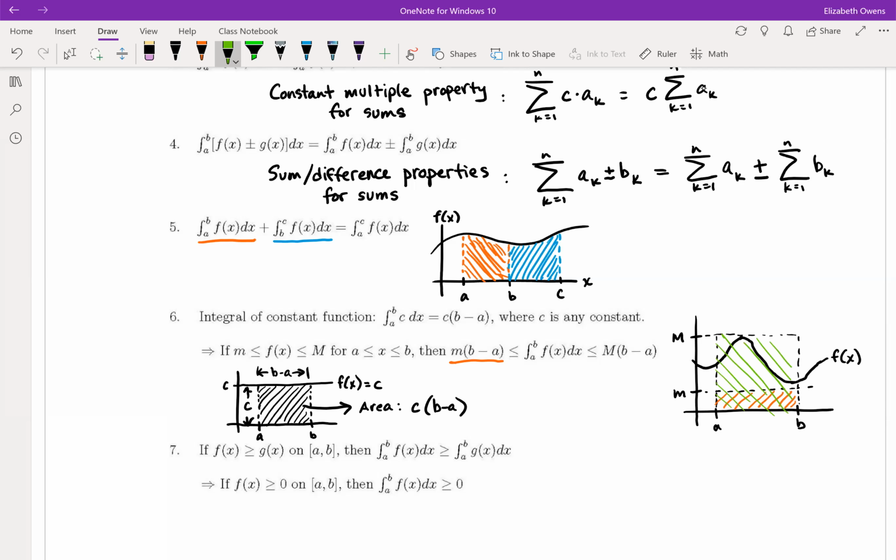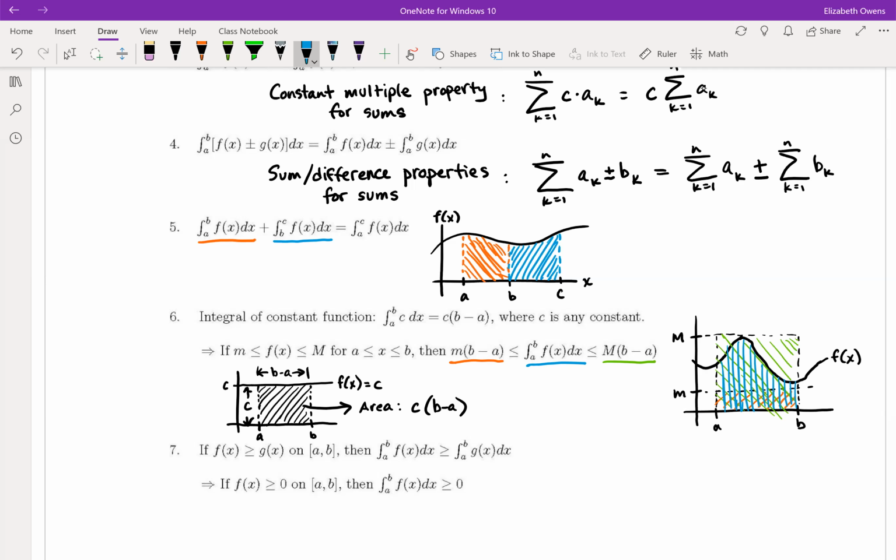Okay, so the green is stuff that is part of big M times b minus a. And then our actual integral is going to be the area between the curve f of x and the x-axis. So that would be this portion right here, which is not a rectangle, but that's okay. We can still estimate or give bounds to how much area that will be by looking at the size of those two rectangles that are bounding it.